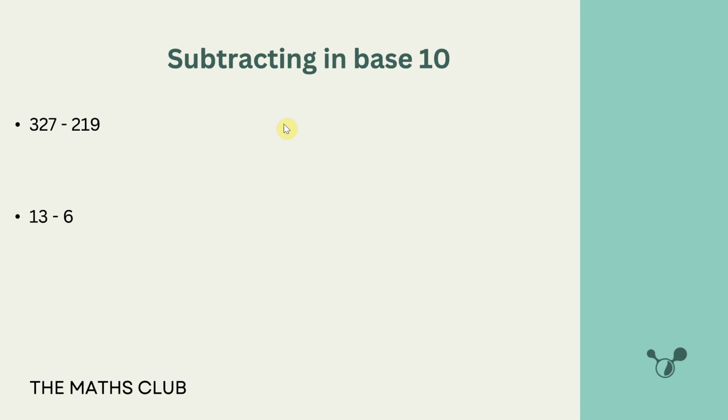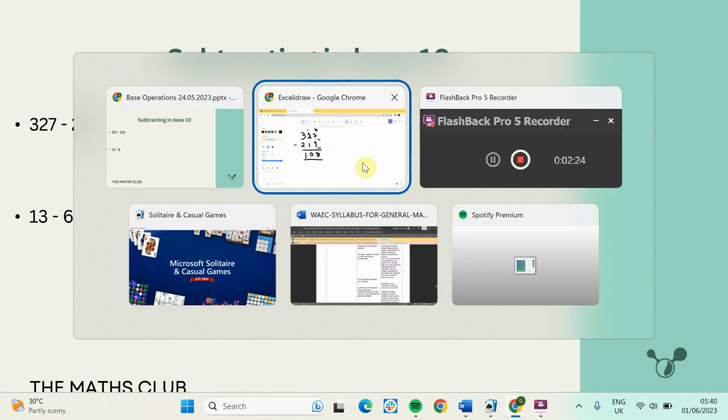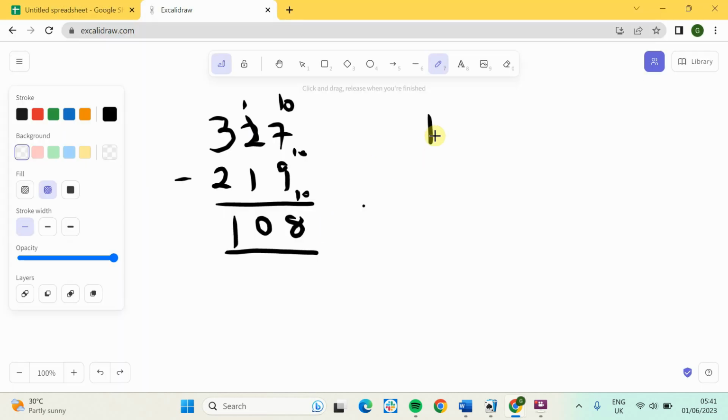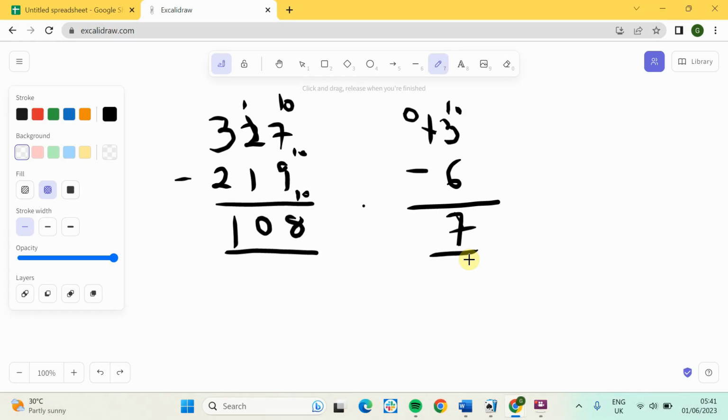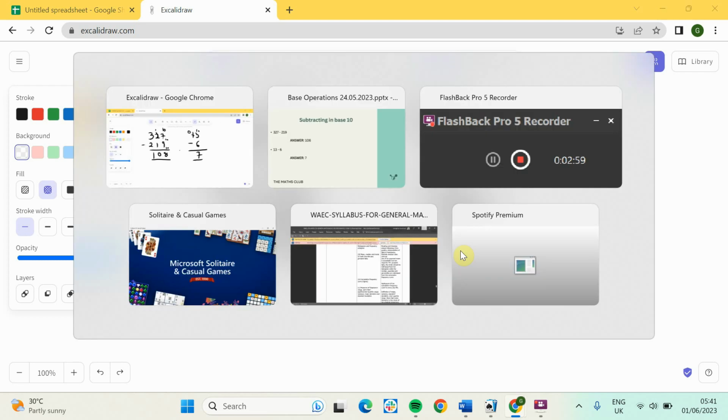So let's look at this one, 13 minus 6. So this 13 minus 6 too is still the same principle. So we said 13 minus 6. Right? So of course, we borrow 1 from this, so that will be 0. So we're adding 10 to this. So 10 plus 3, which is 13, minus 6, that will give you what? 7. Right? That will give you 7. 106 and 7. Great. This is the foundation of what we are going to be building on in the other bases when we are subtracting in the other bases.